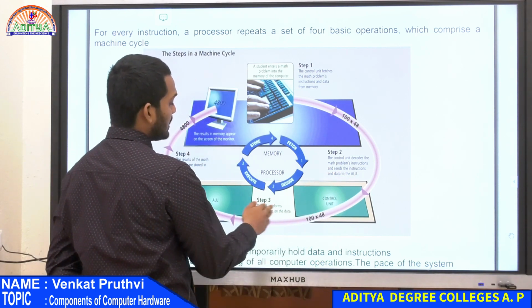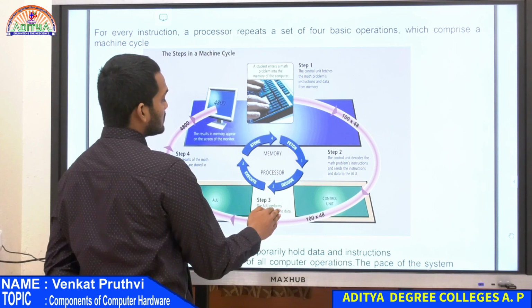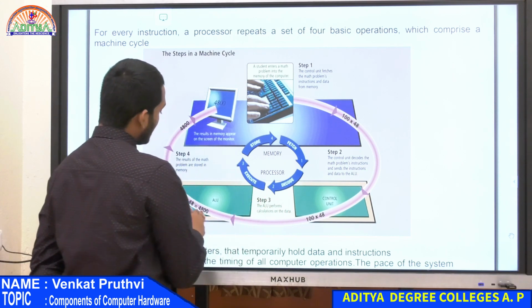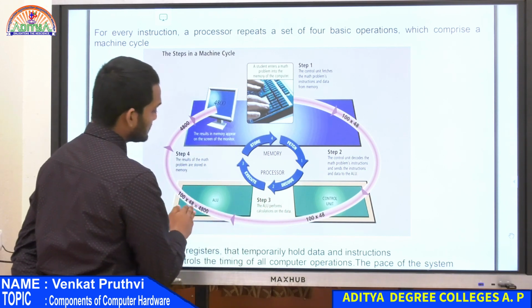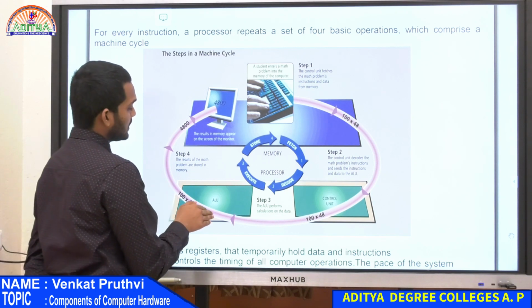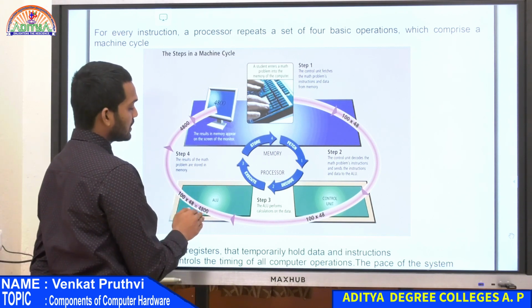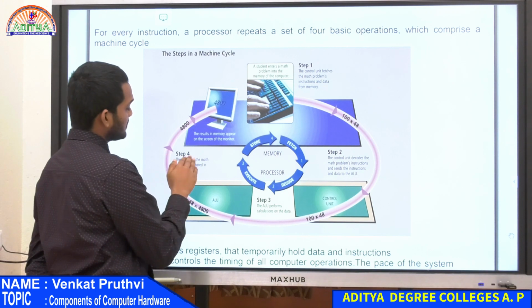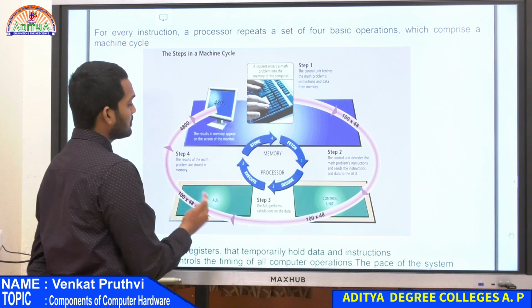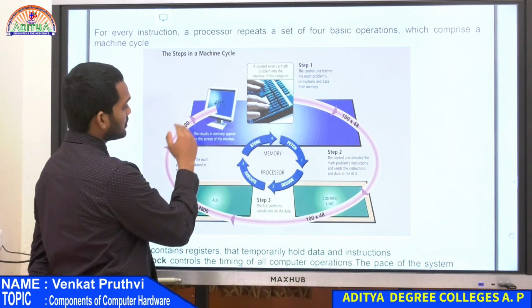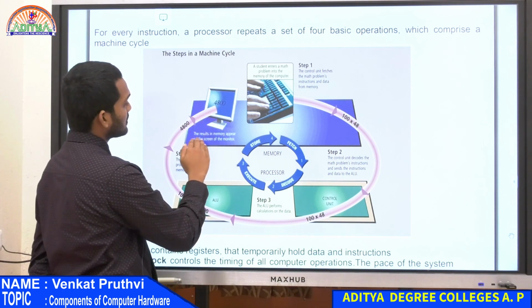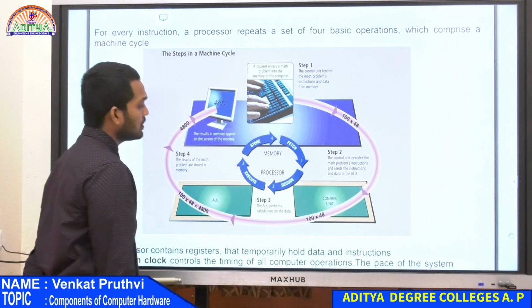In step 3, the ALU performs calculations on the data. So from the ALU, whatever the calculated value is, that 4800 value, 100 into 48, 4800, it will send it to step 4. At step 4, the results of the math problem are stored in the memory. Now this memory which is stored, it will then display it to the monitor. The results in memory appear on the screen of the monitor.